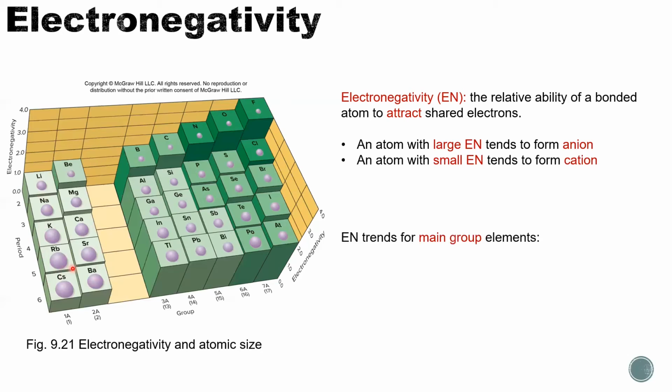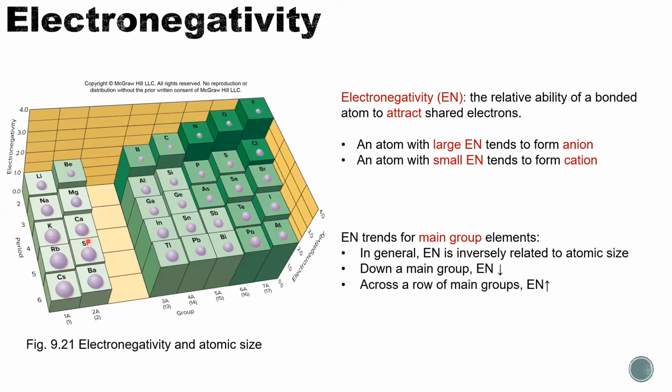So you are also expected to know the electronegativity trend for main group elements. In general, electronegativity is inversely related to atomic size, which means the bigger the size, the smaller the electronegativity. So going down a main group, electronegativity decreases as we move from the first row to the 7th row.